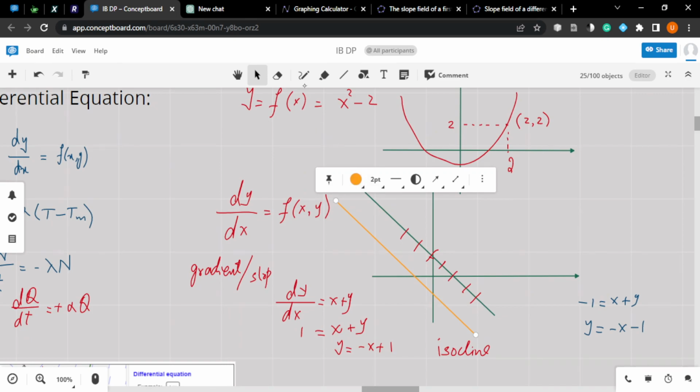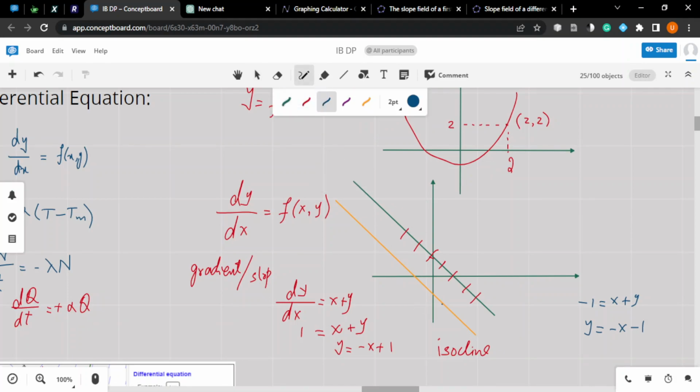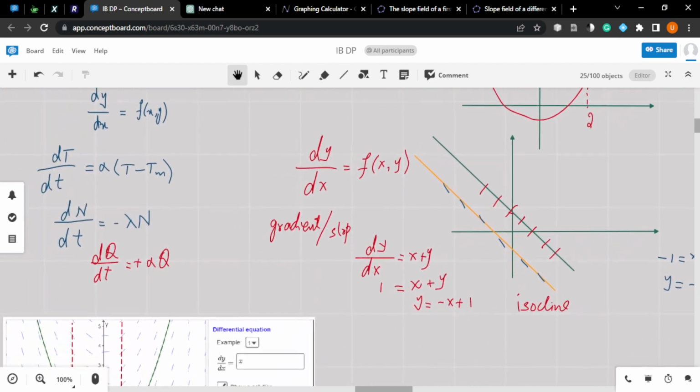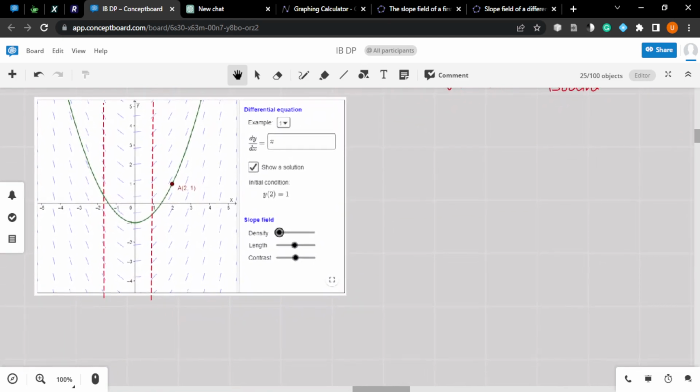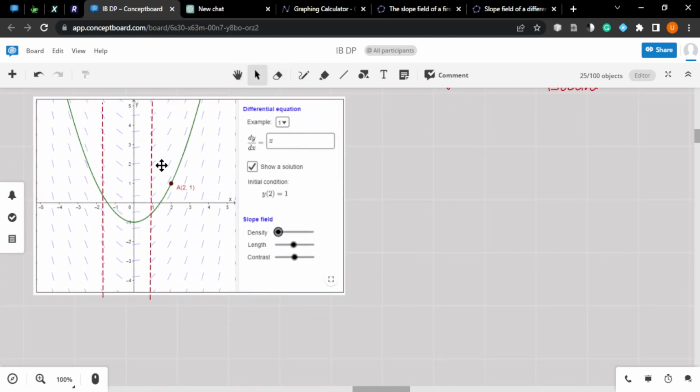And over here the slope is minus 1, right? Like this. Here everywhere the slope is minus 1. So similarly we can do this calculation for all the points on this x and y plane, and that is very tricky. Manually we can do that, but now we have easily available different software, and we can use that software to draw the slope lines at all the points on this x and y field.